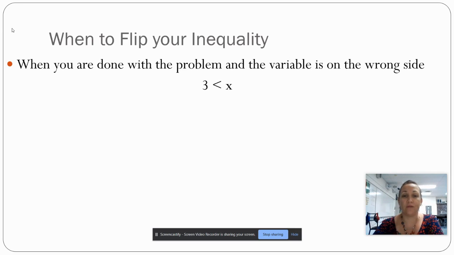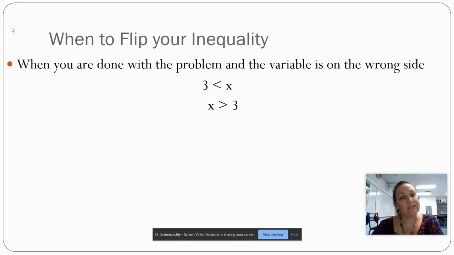We did an example of this yesterday. So here's another example. We have 3 is less than x. You're not allowed to have that as a final answer, particularly because you're going to graph it incorrectly. And so we're just going to flip everything around and we change it to x is greater than 3. And so that's one scenario for when you need to flip your inequality around.